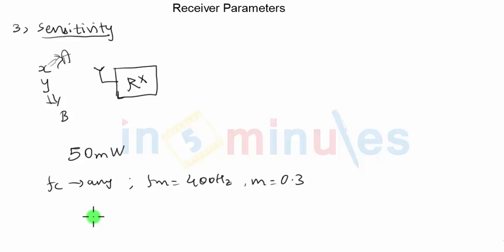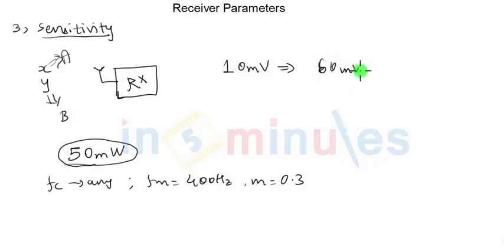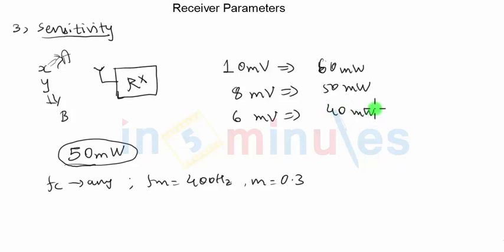Definition of sensitivity: it is that amplitude of AM signal which, when we apply it to the receiver, will generate the output power of 50 milliwatts. So let's say, for example, when the AM amplitude is 10 millivolts, the power generated is 60 milliwatts. Next we reduce the amplitude to 8 millivolts, and the power generated is 50 milliwatts. If I apply 6 millivolts and the power generated is, let's say, 40 milliwatts, we conclude that the sensitivity of the receiver is 8 millivolts.